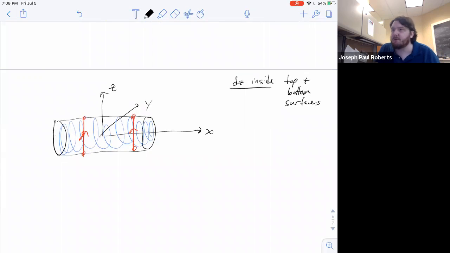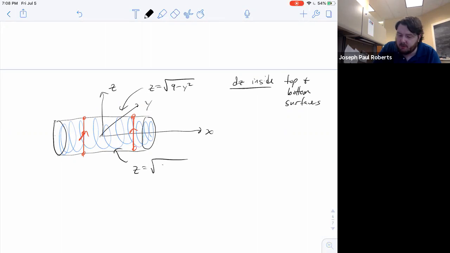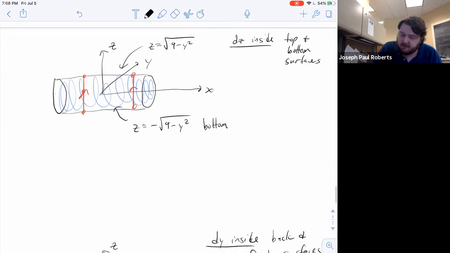Whereas for the top and bottom, it's the 2 halves of the cylinder that you get when you solve for z in terms of y. So the top half of the cylinder has equation z is the plus square root of 9 minus y squared. And the bottom of the cylinder has equation z equals minus square root of 9 minus y squared. So that's the bottom. This is the top.